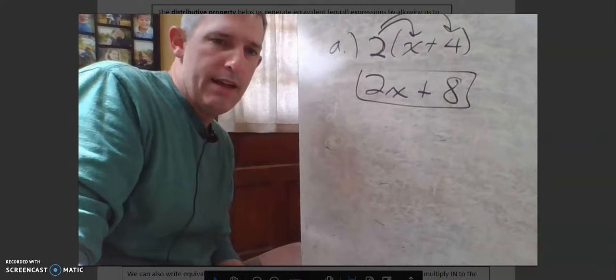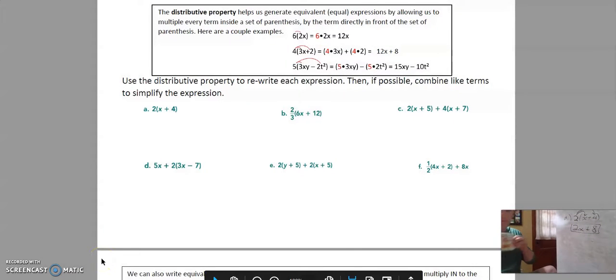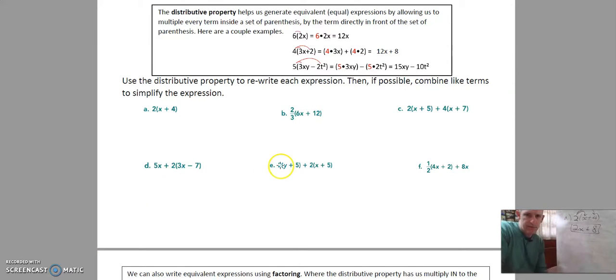Okay? Now, let's take a look at another problem. Looking at C and I'm looking at F. I think I'm going to do F because it's got that fraction. That kind of looks scary. It's tempting when you see these problems to just go crazy with multiplying everything by this number. I'll show you what I mean here. Okay? Because C is going to be the same thing here.